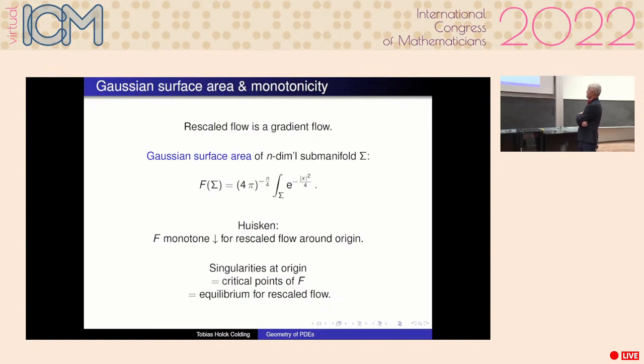Huisken proved that if you take the rescaled mean curvature flow where you are rescaling around the origin, then the Gaussian surface area is monotone under the flow. It's monotone non-increasing under the flow. And so this gives you another way of thinking about singularities. So singularities at the origin can then be thought of as critical points for the Gaussian surface area. Or if you want to think about it in terms of the rescale flow, they are equilibria for the rescale flow.